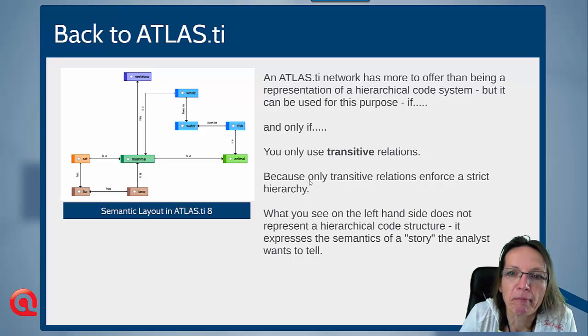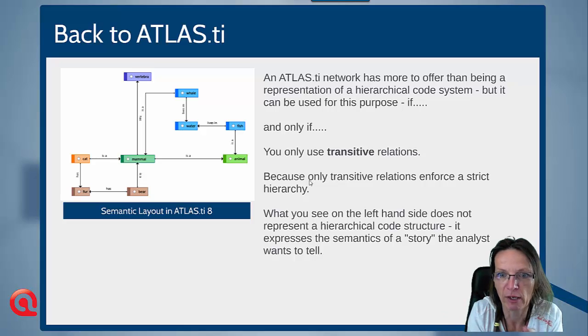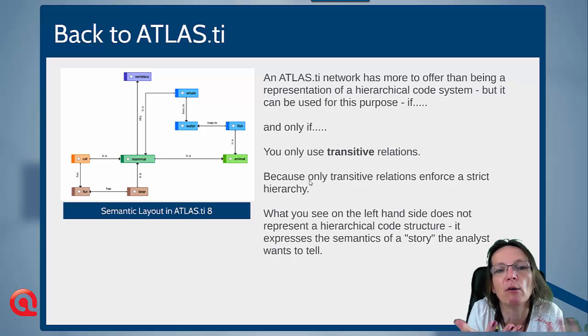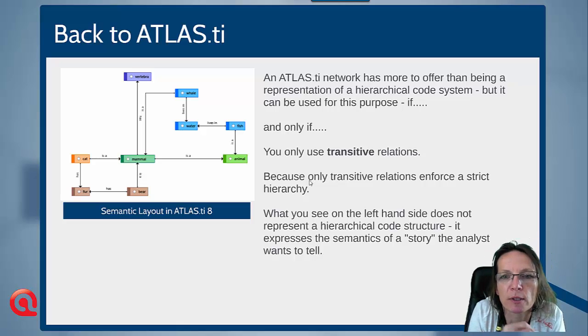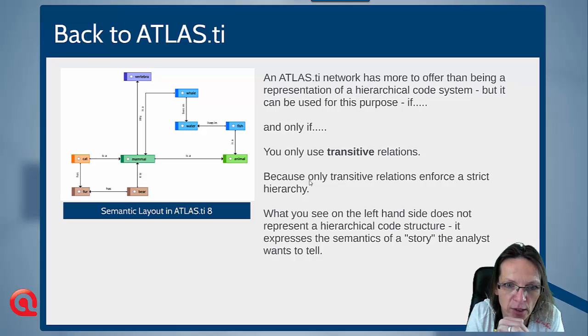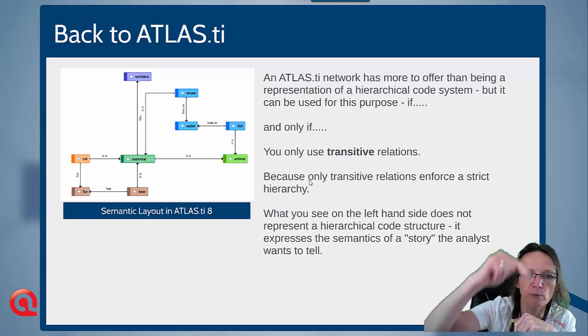So ATLAS.ti has more to offer in the networks. At least we have three relationship types, transitive, asymmetric, and symmetric, rather than just being a representation of a hierarchical code system. But you can of course use it for that purpose. And now I come back to that nice mathematical term, if and only if. In this case, you only use transitive relations, because only transitive relations enforce a strict hierarchy, where you can go from A to B to Z.